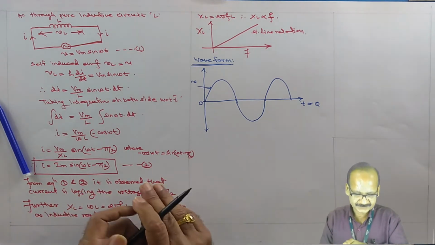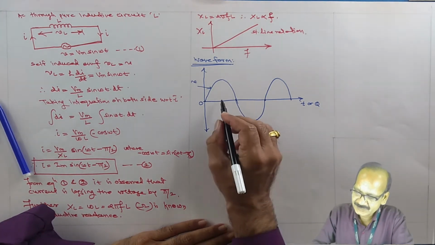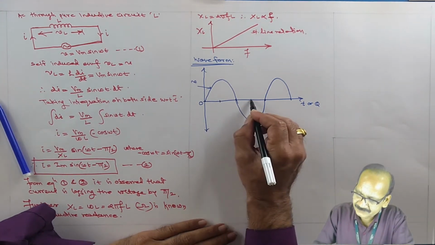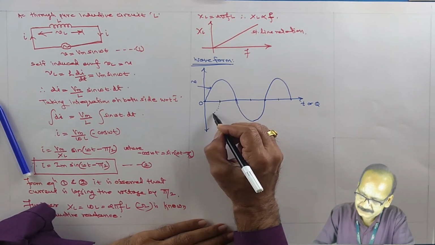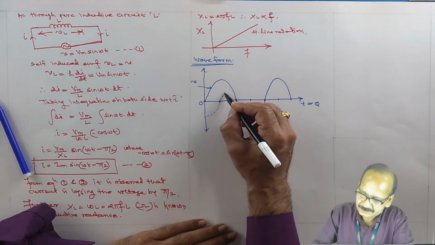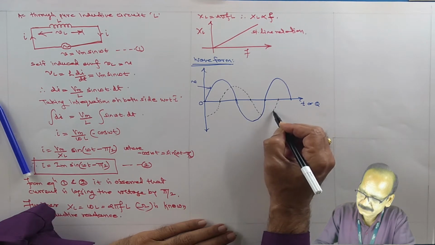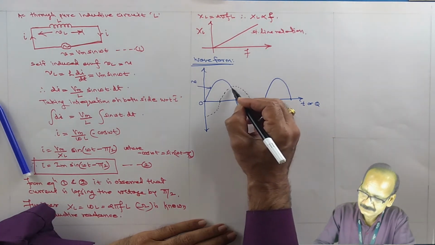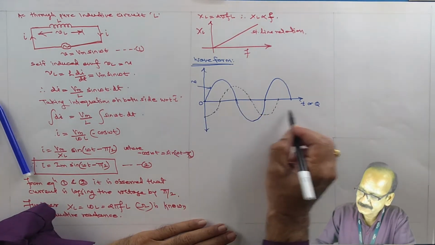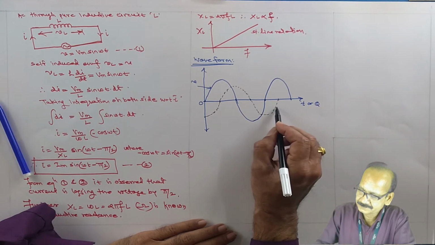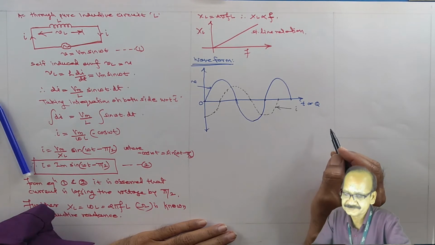The current waveform, from equation 2, current is lagging the voltage by pi by 2. Therefore its waveform will be like this. This is for the current i.